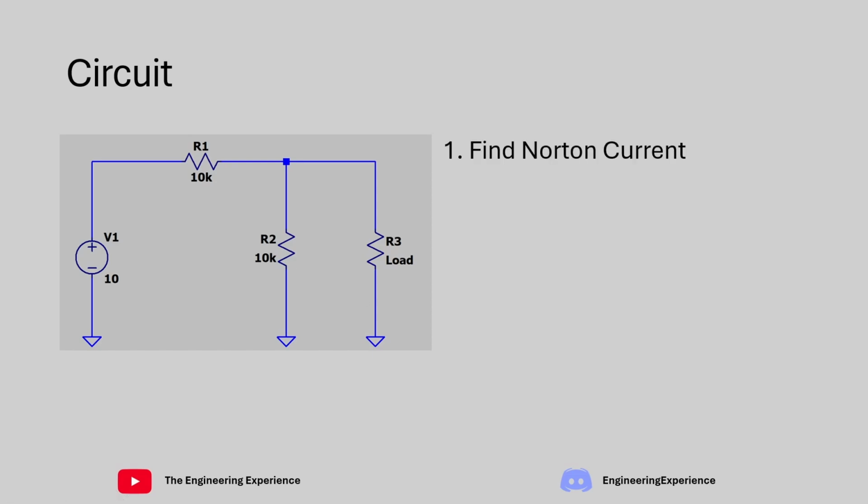So let's first find the Norton current. In order to do this, you need to short out the load. So what you're doing is changing the load resistor to 0 ohms, essentially removing it from the equation, as the parallel combination of the two resistors is equal to 0. Then you can calculate the current through this circuit. Since you have 0 ohms there, all the voltage drop will be across this 10K resistor. So you have 10 volts divided by R1, which is 10,000. 10 divided by 10,000 is 1 milliamp.